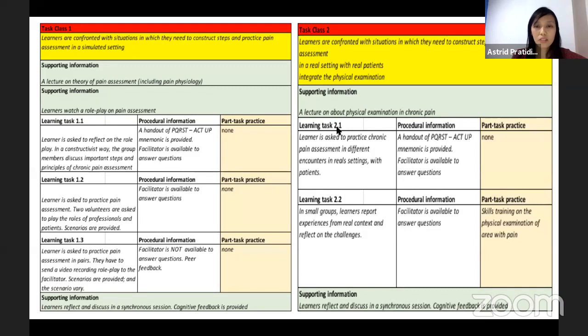So this is the first poll. What is supporting information provided for task class 1 of pain assessment course?